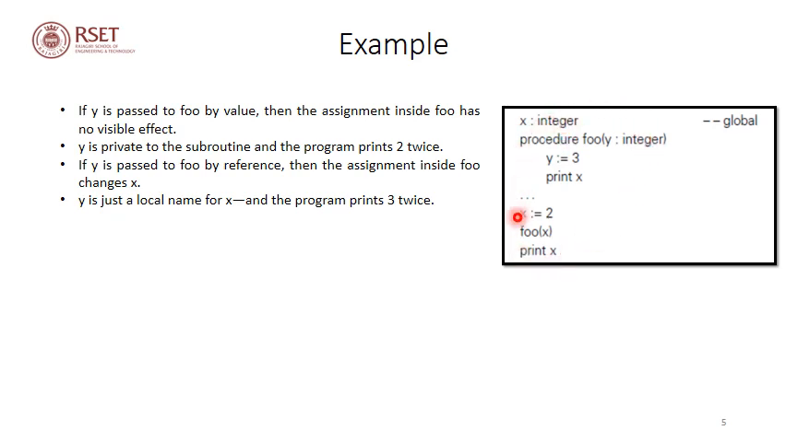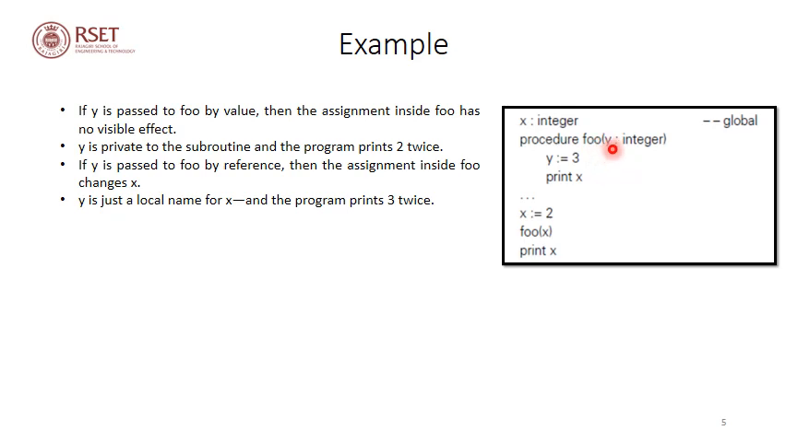Let's now see some examples for call by value and call by reference using this example pseudocode. This is just pseudocode. I'm not associating it with any specific programming language. Here you have a global variable x. Then we have a procedure foo. This is the definition, the function body, of the procedure foo.